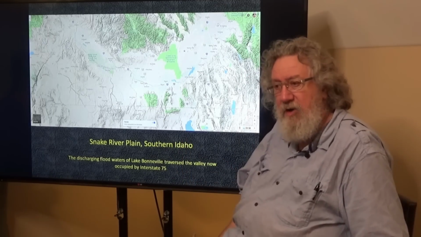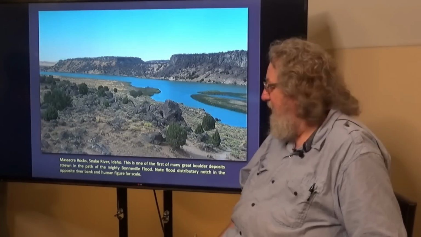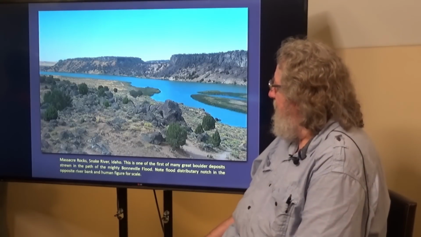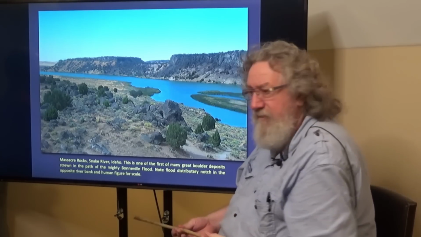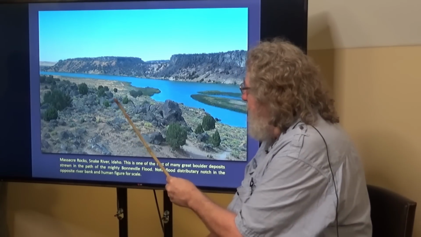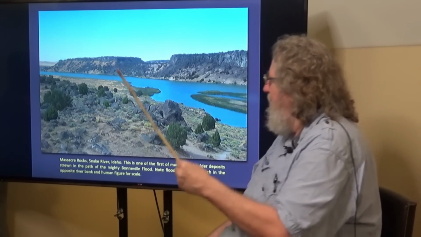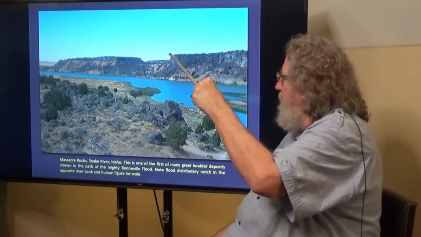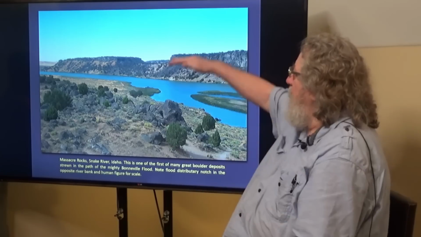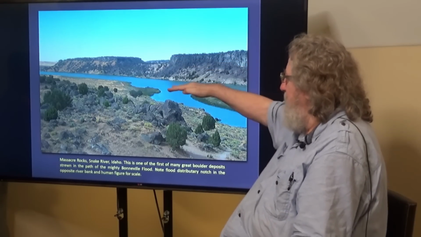And we can see here what is called Massacre Rocks, and this huge deposit of large boulders here. And for scale, you can see a human figure out here. The water flowed from right to left. This is a distributary channel. So this was undoubtedly cut before the canyon floor was cut down to this level.